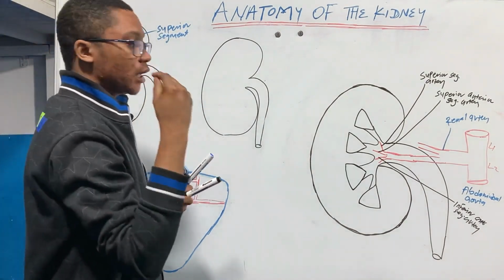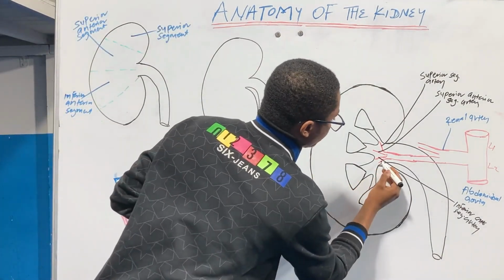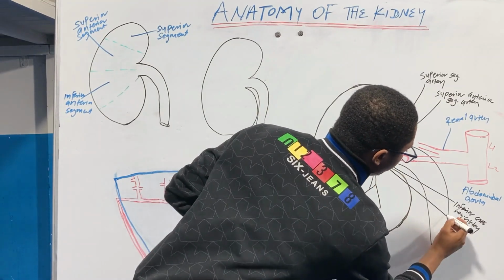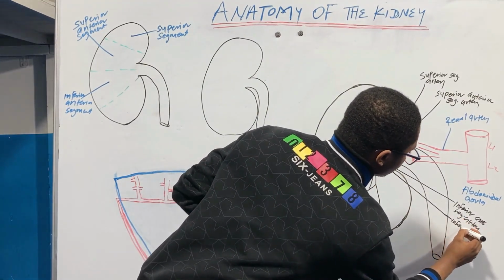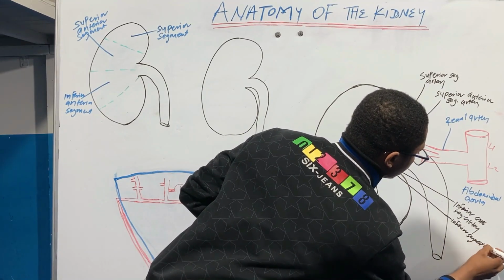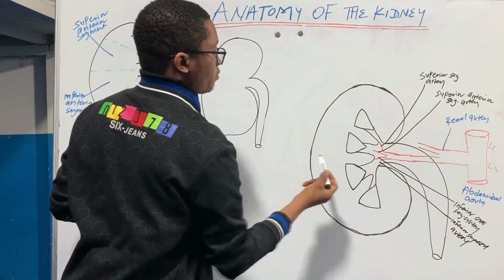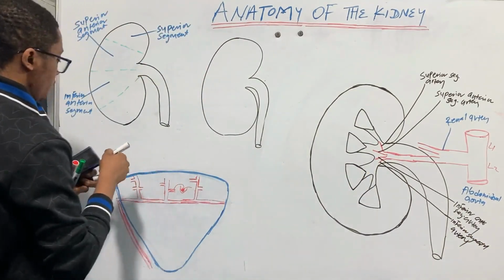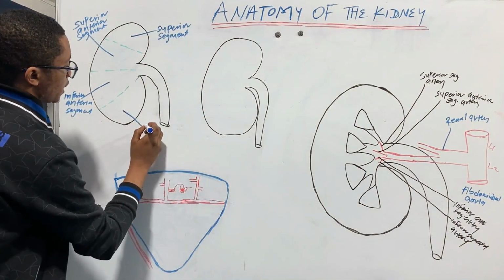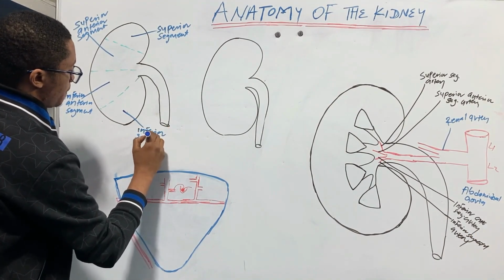Then lastly, the inferior segmental artery, which is this last artery here. So this is the inferior segmental artery. It comes here to the inferior segment.